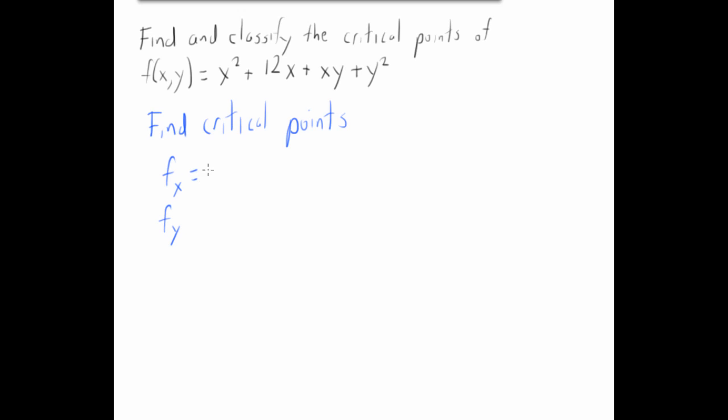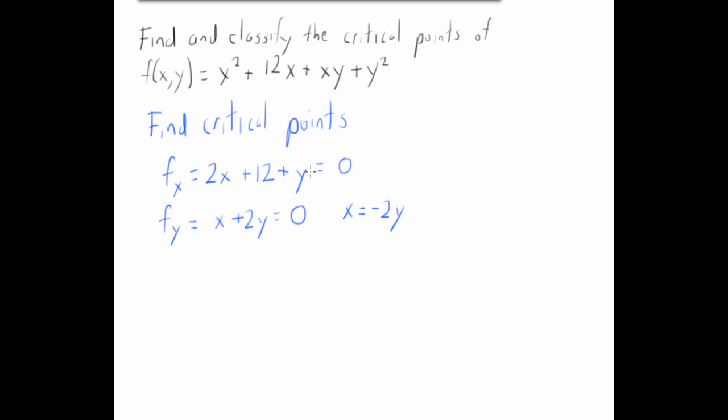So f sub x is 2x plus 12 plus y, while f sub y is x plus 2y. These are both set equal to 0. So at this point you typically have some algebra. So you have two equations and two unknowns that you need to solve. I'll use substitution here. According to the second equation, x is equal to negative 2y.